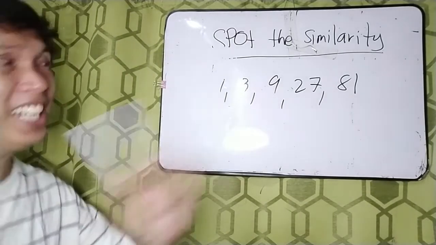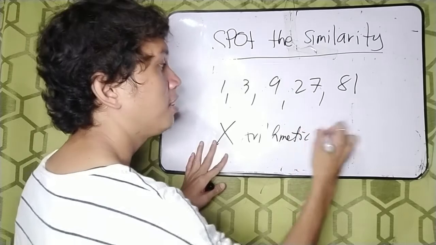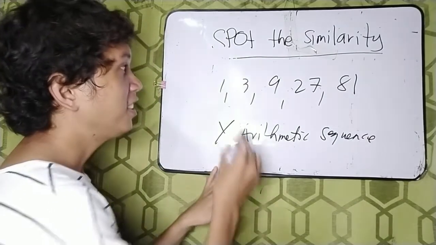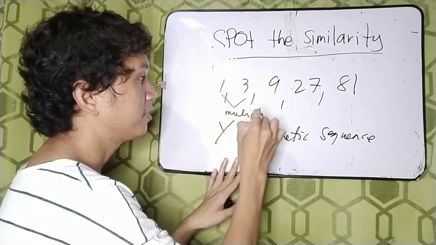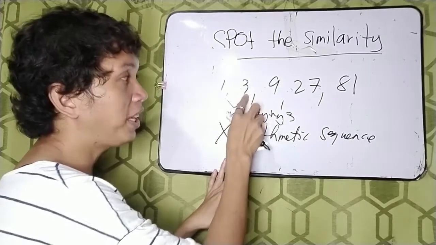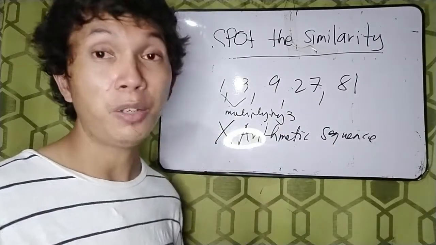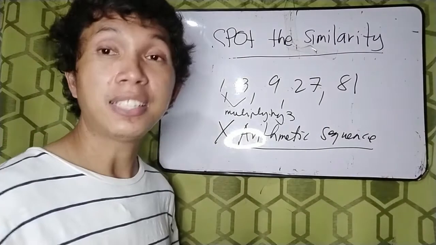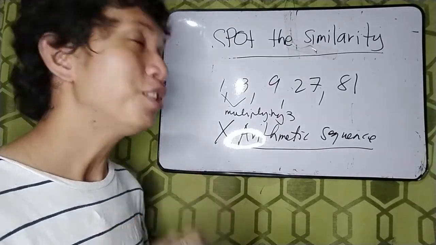Okay, correct. This is not an arithmetic sequence. Why? Because the rule here is by multiplying. Multiplying by 3. 1 times 3 is 3. 3 times 3 is 9. 9 times 3 is 27. 27 times 3 is 81. And as we have said a while ago, an arithmetic sequence is a sequence wherein you're going to add a certain number called common difference to get the next term.